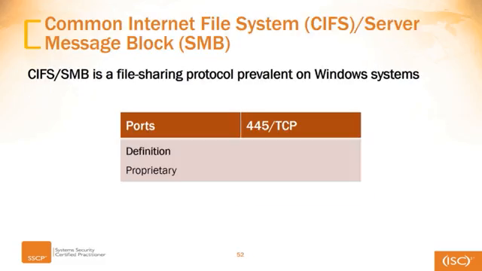CIFS and/or SMB, Common Internet File System and/or Server Message Block. These are going to be file sharing protocols prevalent on Windows systems. You'll see they run on port 445 over TCP. There's no RFC there, in the sense that there's not a standardized solution that we use to define them. They're proprietary. They're basically used internally in Microsoft's software, and as a result, there's no standardized owner manual for them. It should say see Microsoft documentation, because that's really where you would look.